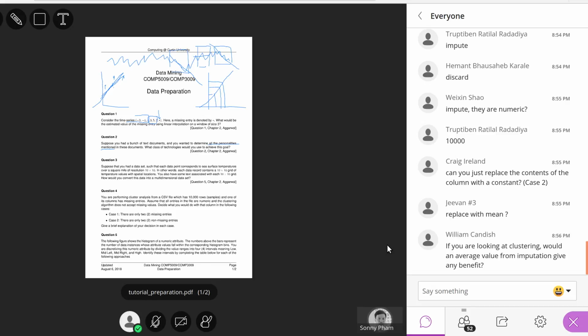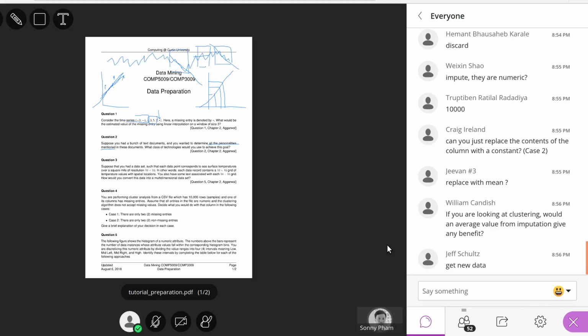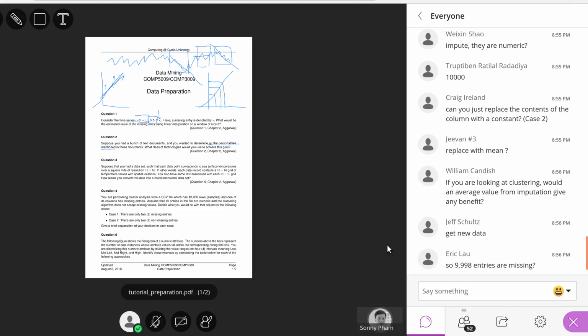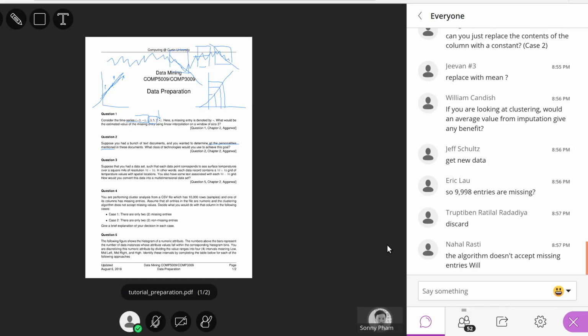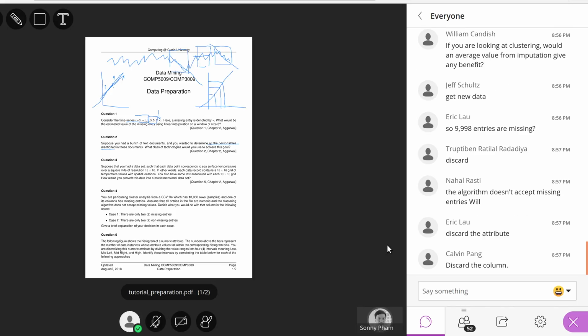What about case 2? We have an attribute which has only 2 non-missing entries, right? Only 2 values. What should we do with it? Exactly, yeah. Someone said discard, but discard what? Yeah, discard the attribute, discard the column, right? Do not discard the entry, because if you discard the entries, that is going to be a disaster, right?